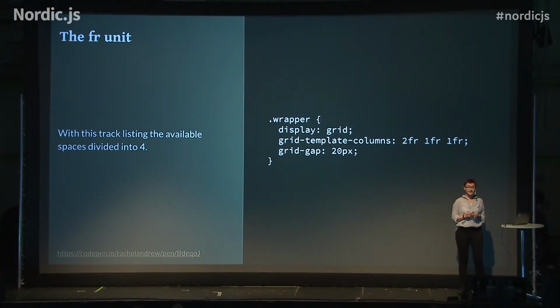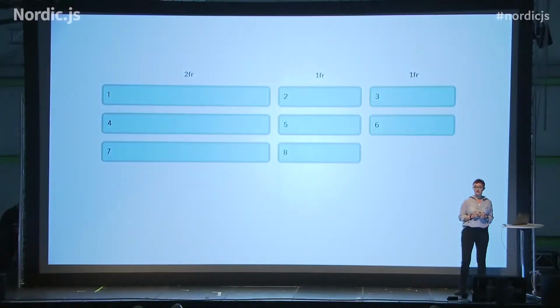So you can specify different values. So here I've said, I've got a column of 2FR, one of 1FR, another one of 1FR. So the available space in the grid container is separated into 4 parts. 2 parts are given to the first track, then 1 part, then 1 part. And that will give you something that looks a bit like this. So you can see that we've got this big track, which has got 2 fractions of space, and then 2 1-fraction tracks.